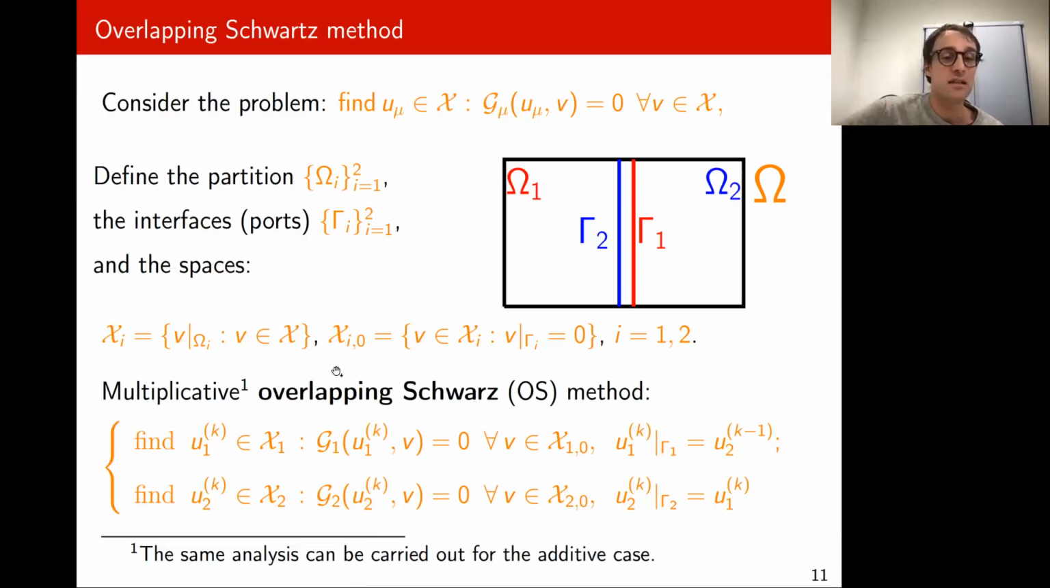Then we can rewrite the standard overlapping Schwarz method in this way. We prescribe the solution on the port gamma 1, which is inside omega 2. We solve the problem in omega 1. Now we have the datum on gamma 2. And we solve the problem in omega 2 by prescribing the datum on gamma 2. Okay? And then we iterate. Note that here we consider a multiplicative overlapping Schwarz method, but we could have also considered the additive version of it.